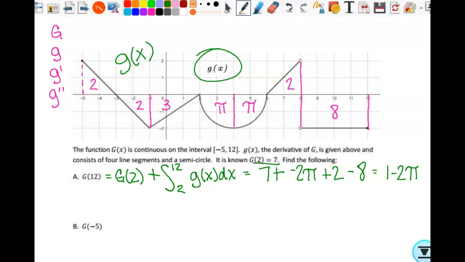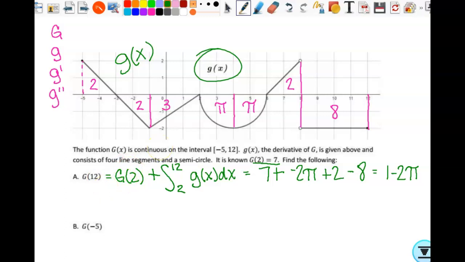I knew to use the 12 because that's what they're asking me for. And the fundamental theorem says if I integrate from 2 to 12 of the derivative, that's equal to the actual function g of 12 minus g of 2. And we basically just solved to move that over. Does that help? That's how you decide what these are.